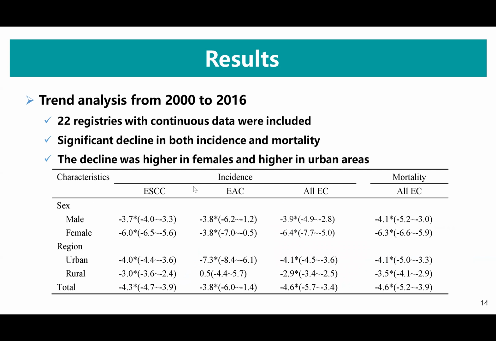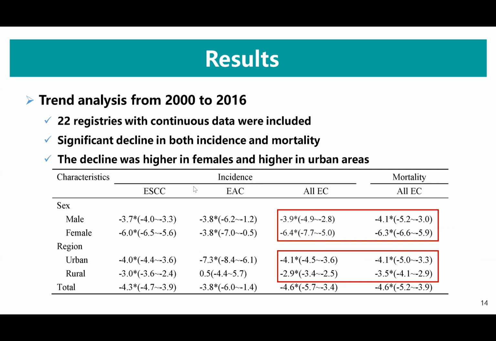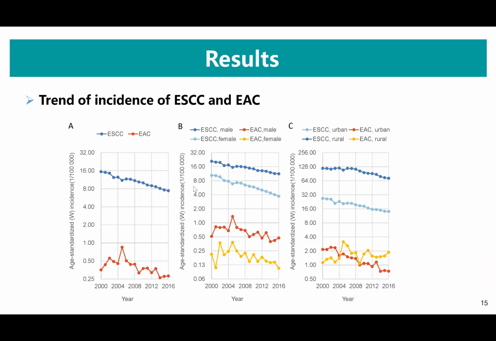A total of 22 cancer registries with continuous data were included in the trend analysis. Significant declines in both incidence and mortality were observed, and the declines were larger in females than in males and larger in urban areas than in rural areas. This is the trend of incidence of ESCC and EAC by sex and region. All groups showed a decreasing trend except for EAC in rural areas.